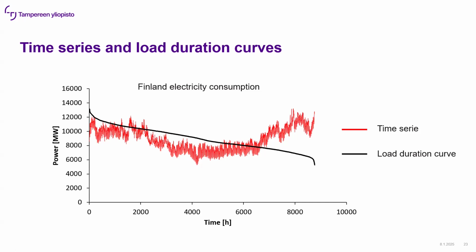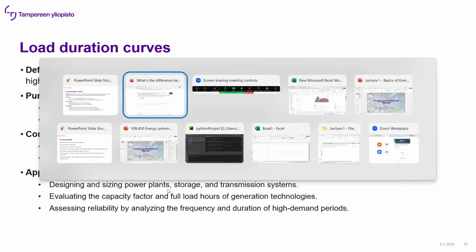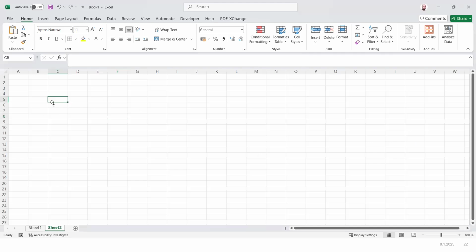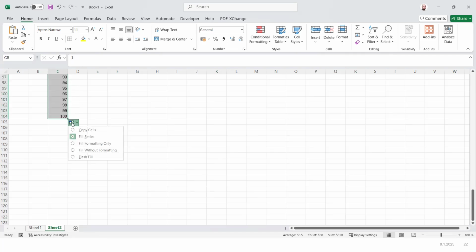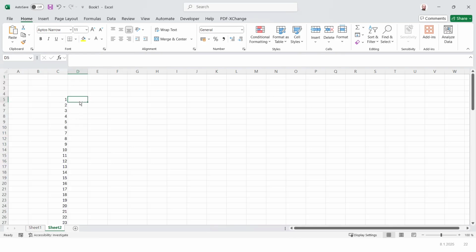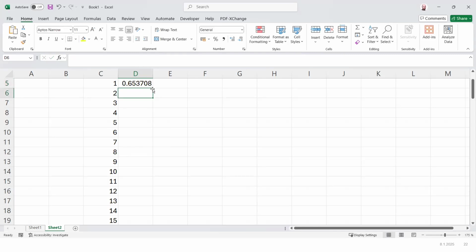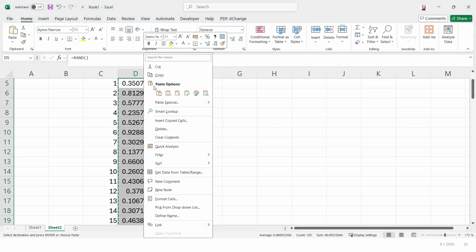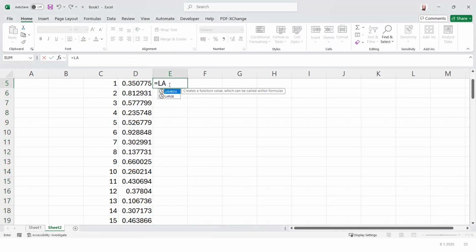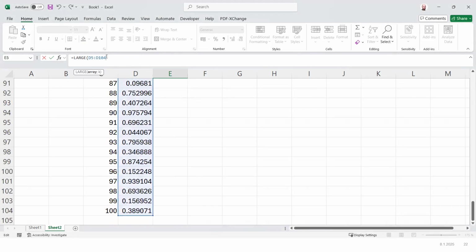So there's Finnish electricity production, or rather consumption. So there's the time series and load duration curve. And that's something that you have gone through before. And if I show it quickly in Excel, let's see, from here, I'm going to have a certain amount of hours. Let's put it to somewhere around 100, like this. And then I'm going to take random numbers. So I'm just going to put RAND and generate these random numbers. And then I'm going to say LARGE.